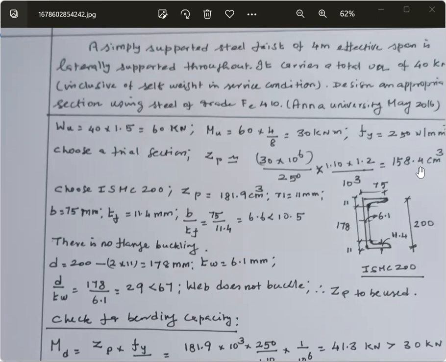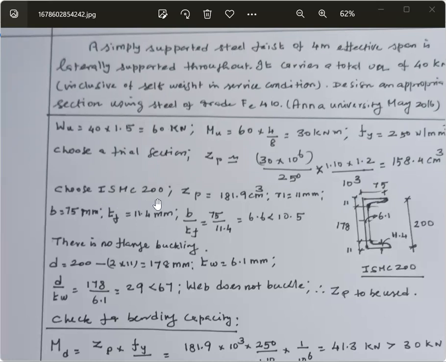So 158.4 centimeter cubed. The whole thing we are getting in Newton millimeter, millimeter cubed. To convert this millimeter cube to centimeter cube, divide this by 10 power 3, so that you get this in centimeter cube, because the steel tables are giving the properties of modulus of section and other properties in centimeters. So you divide this by 10 power 3. ZP approximate requirement is 158.4 centimeter cube.